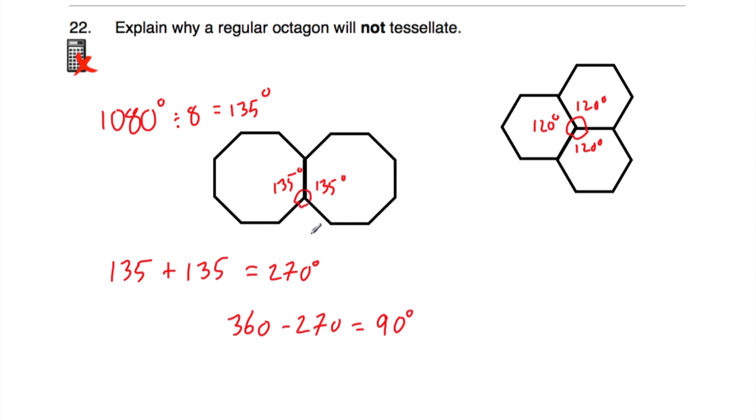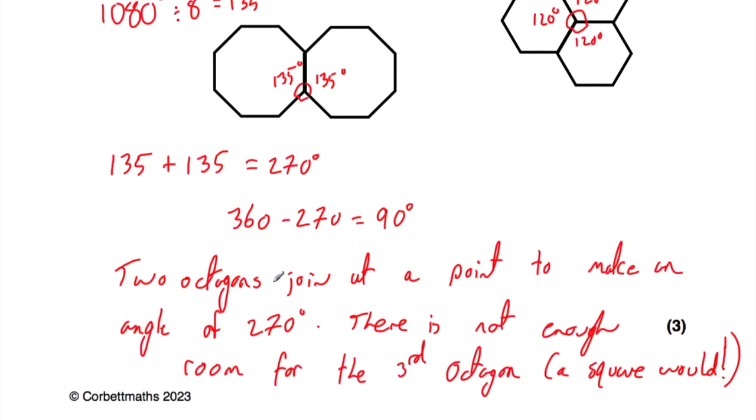So regular octagons will not tessellate because two of them will fit together to make 270 degrees, but there's not enough room for the third one. Actually, you could put in squares in there, and then you can make a pattern of octagons and squares, and it looks pretty cool too. But regular octagons on their own will not tessellate, so let's explain that. I've just written down that two octagons join together to make an angle of 270 degrees, and there's not enough room for the third octagon, but a square would fit.